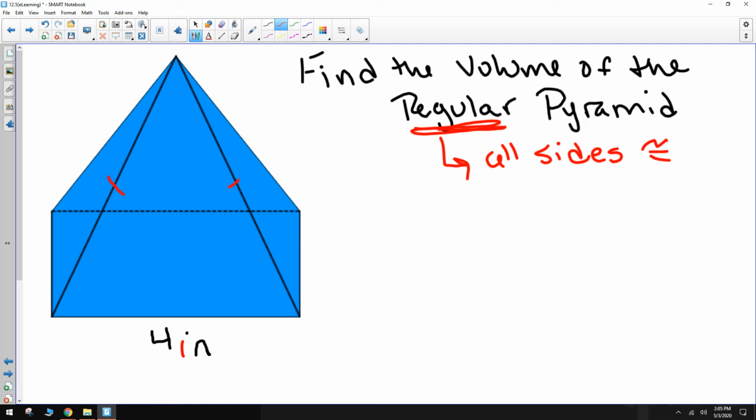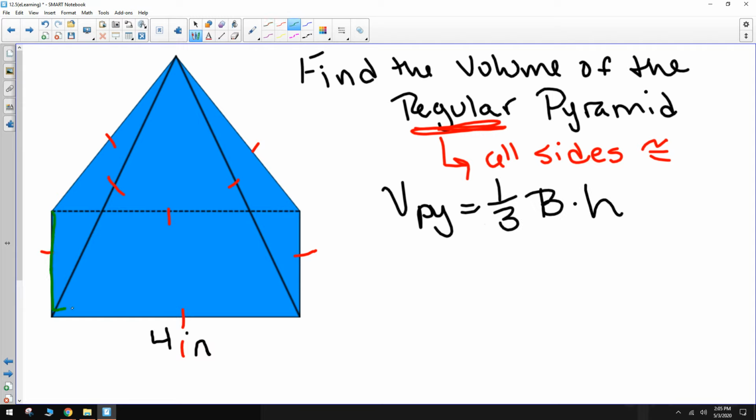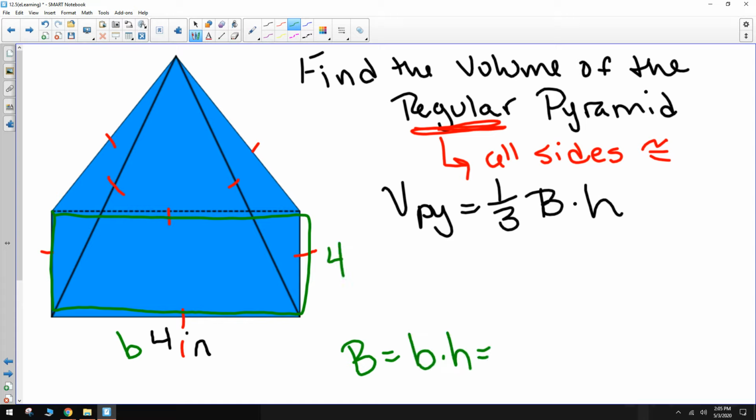So all these sides, every edge is equal to each other. So if one edge is 4, all the other ones have to be 4. All right. Now my volume of a pyramid is 1/3 the area of the base times the height. So let's focus on the area of the base. So this is my base. It's a rectangle, or actually it's a square. So it's still base times height, but because it's square, both of these are 4. So it's 4 times 4. Remember, this h represents the area of the base only, not the 3D solid. So that's 16. So I can put that in.